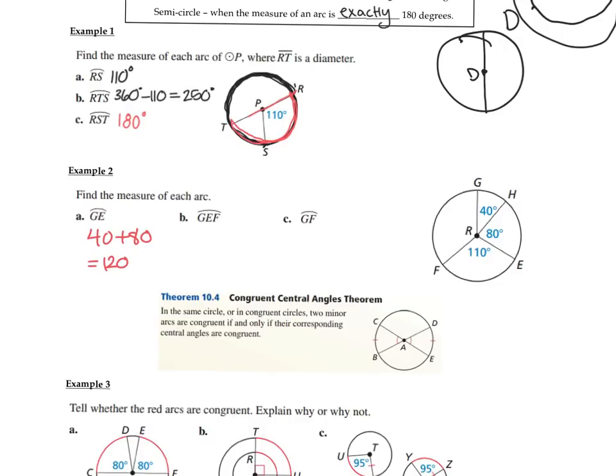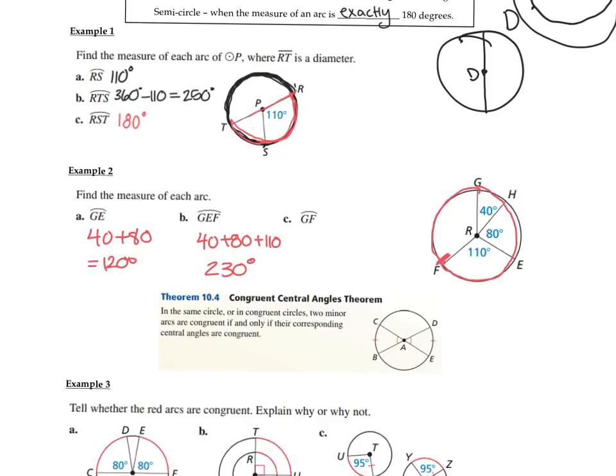All right, so GEF. If we're looking at GEF, that's this angle here. We are going to have to add up all of the sides, right? So we're going to do 40 plus 80 plus 110 because, again, it includes all three angles. So we would just add them up. If we add that up, that's going to be 230 degrees.